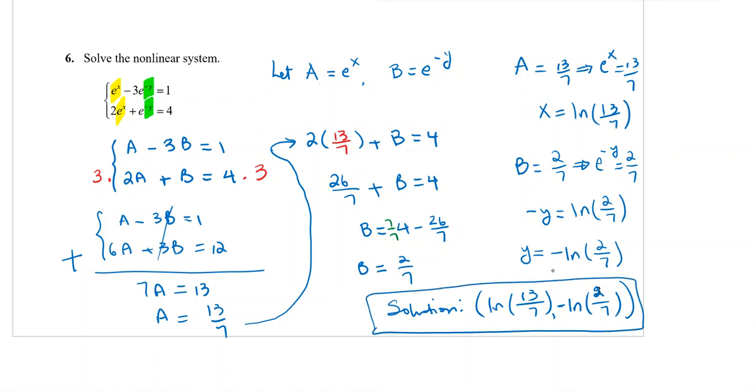There is another way of writing this number, negative ln of 2 over 7. You can also write it as ln of 7 over 2, because a negative can become the exponent, and 2 over 7 to the negative 1 is 7 over 2. So if you do a problem like this, and your answer doesn't quite match, and you're wondering why, they are exactly the same number. They're just written differently.